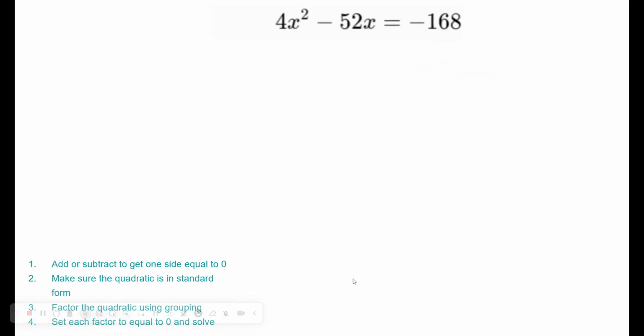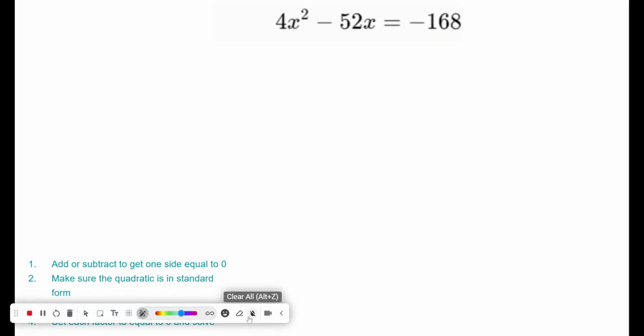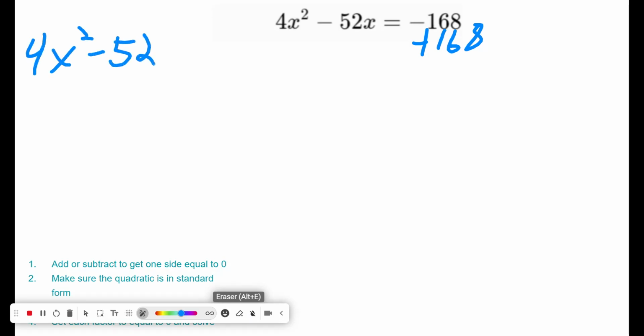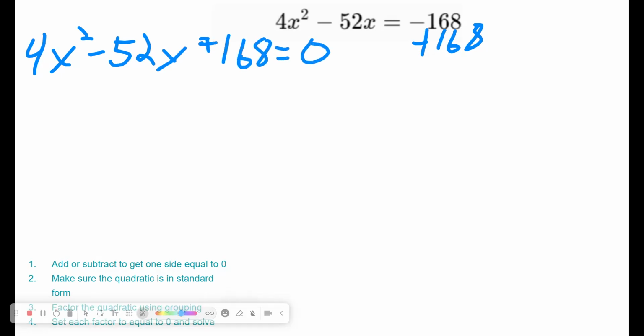All right, 4x squared minus 52x equals negative 168. So add or subtract to get one side equal to 0. We are not equal to 0 yet. We definitely want that. We want to add 168 here so that we're going to end up with, I'm going to start over here so I have lots of room, 4x squared minus 52x plus 168 equals 0. If I do it to one side, I have to do it to the other.